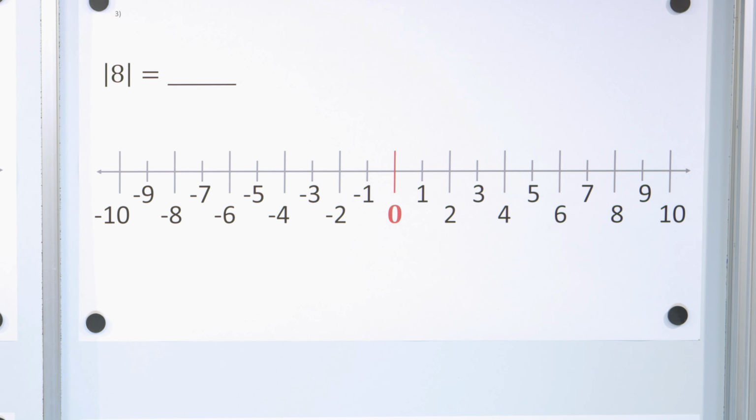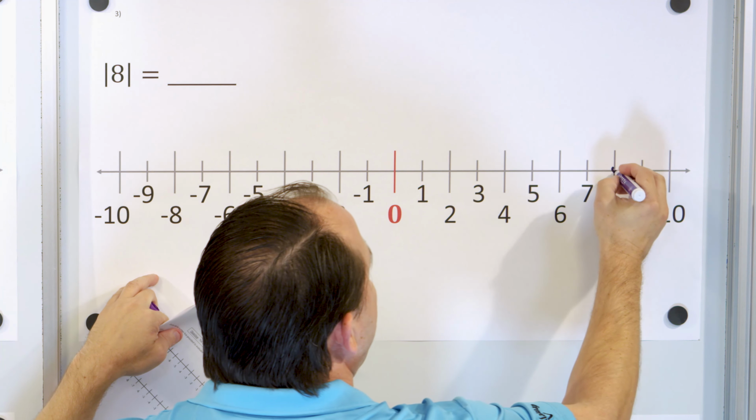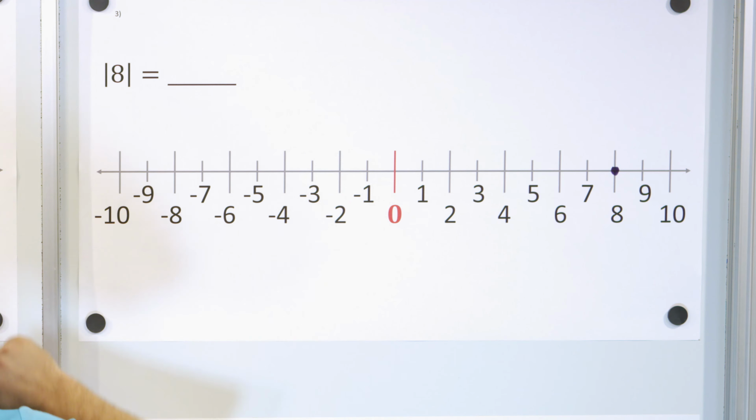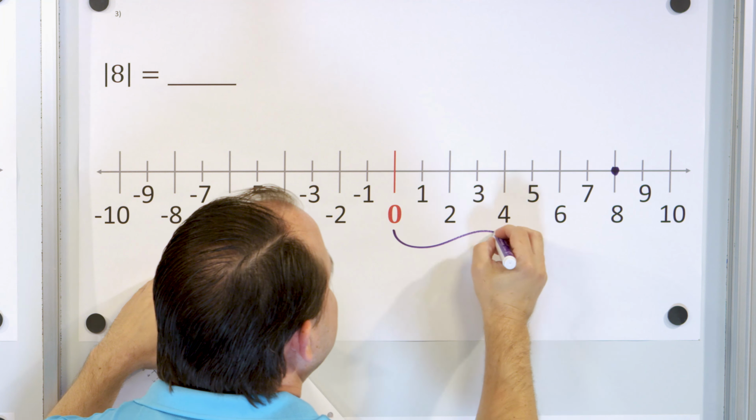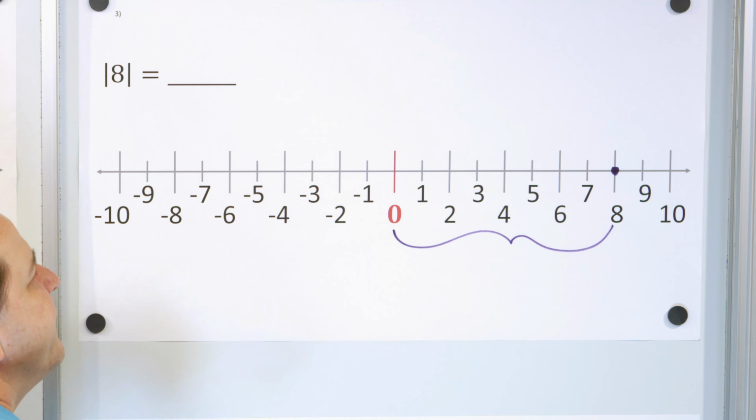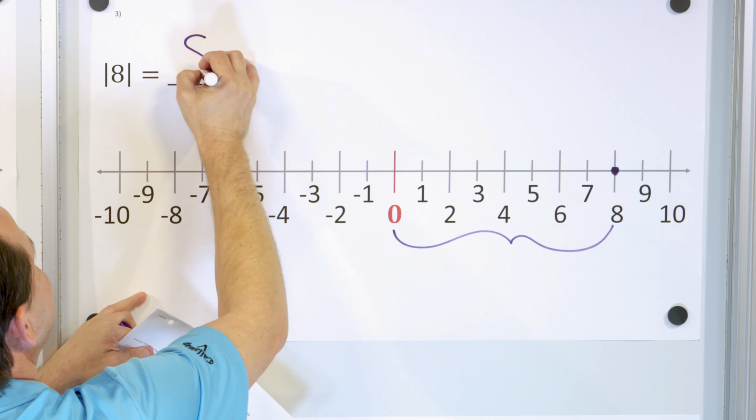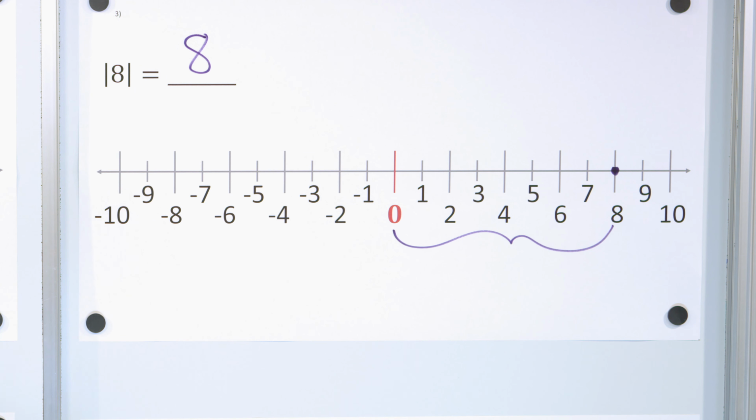Let's take a look at this next one. Absolute value of the number 8. Well, 8 on the number line is way over here. And when you ask what is its absolute value, you're asking how many distance units are there between 0 and 8? What is its value in terms of distance from 0? Of course, it's 8 units away, so the absolute value of 8 is just 8.